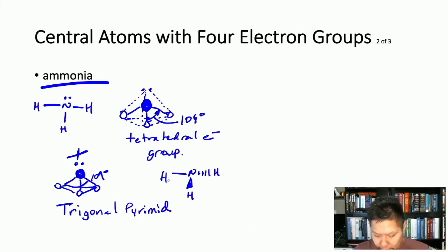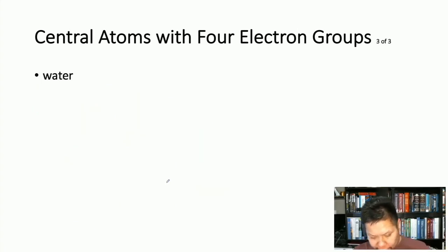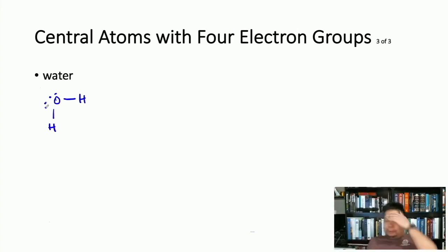And we have one more central atom with 4 electron groups to try. And that's water. Let's draw water's Lewis structure. Pretty simple there, right? One of my electron pairs is a little off. Sorry about that. It should be a little closer to the oxygen, right? But just notice though that the reason why this is even different from the other two is because we have 2 lone pairs here.